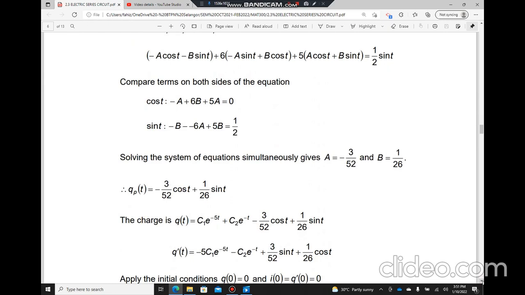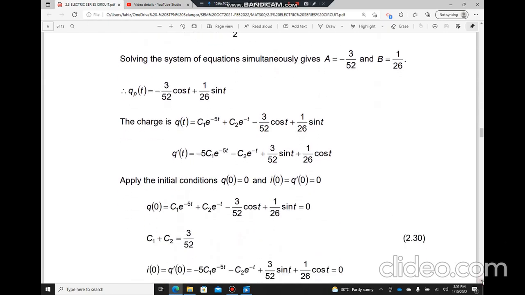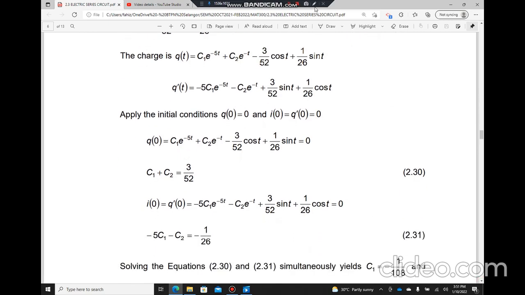Okay, so this is your general solution. Yang ni QP. So general solution untuk charge, kita combine QC and QP. So you get here C1 e^(-5t) plus C2 e^(-t) minus 3 over 52 cos t plus 1 over 26 sin t. So this one ni hasil daripada kita combine QC. This one QC. This one is your QP. Okay. So next is this one C1.